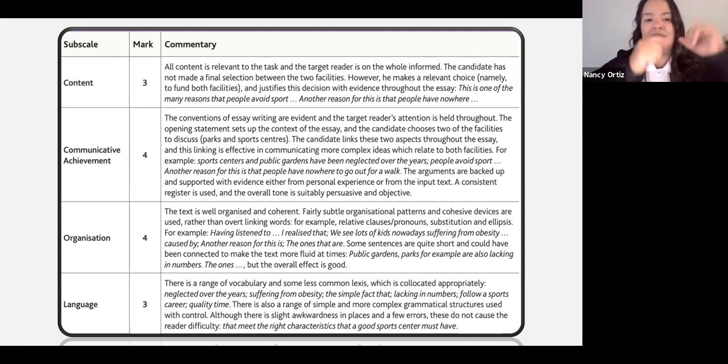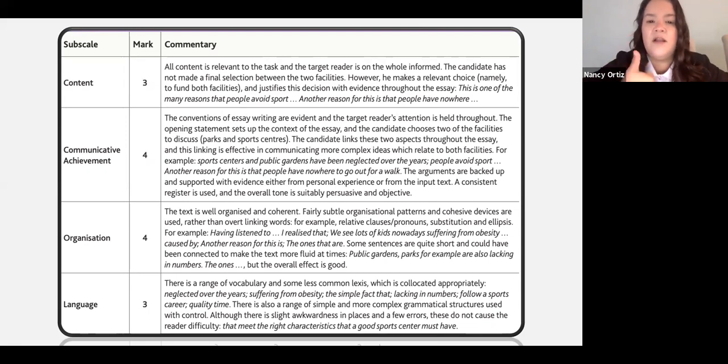And register, the tone: suitable, persuasive, objective. Persuasive and objective means hedging language and diplomatic, okay? So it was not too direct like the previous one. That's why the person got a 4. Organization, the person got a 4, the other one got a 3.